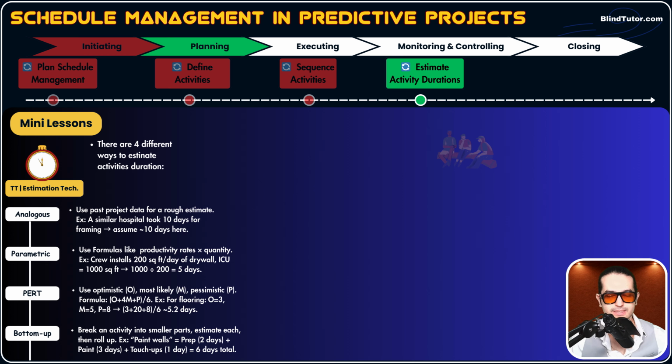To wrap it up, guys, we had 4 different techniques. The most accurate one is bottom-up estimation. The fastest one is analogous estimation.